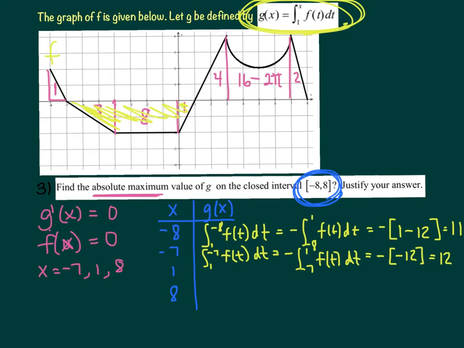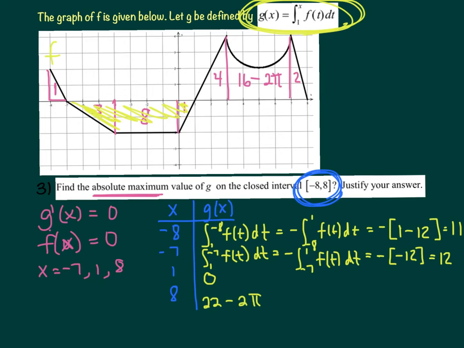Thankfully we have already evaluated G of 1 and G of 8 earlier in our notes, so we're going to go ahead and fill those in. We know that this one was 0, and G of 8 we found to be 22 minus 2 pi. Now I have to decide which of those is the largest.